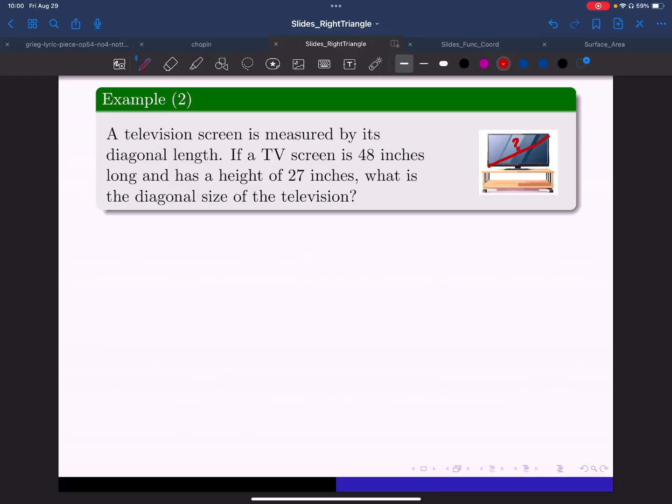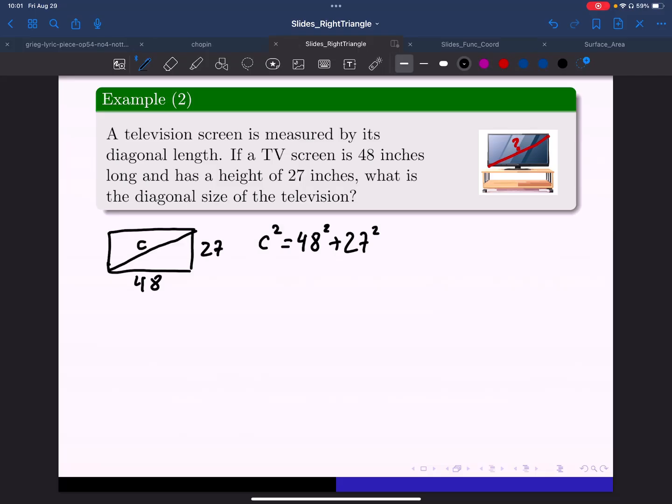We see that we have 48 inches. So let's do the diagram. We have 27 inches. Oh, I'm sorry. We have 48 inches long, 27 inches high, and we're asking what is the length of this one. Let's call the length C. By the Pythagorean theorem, C squared is equal to 48 squared plus 27 squared.